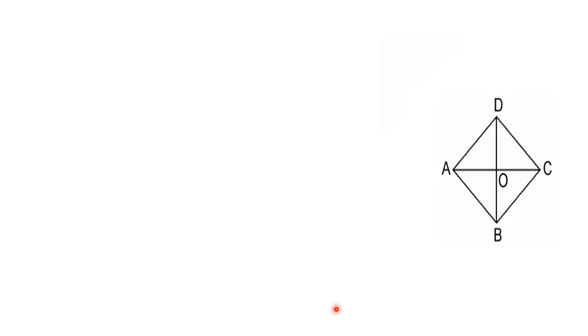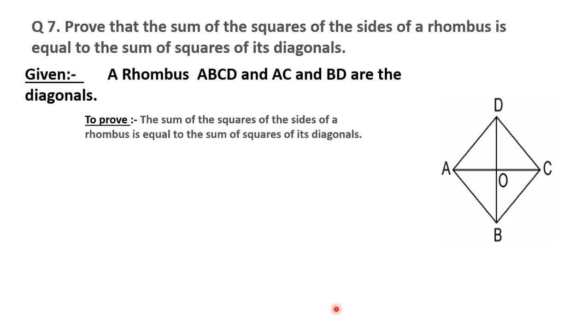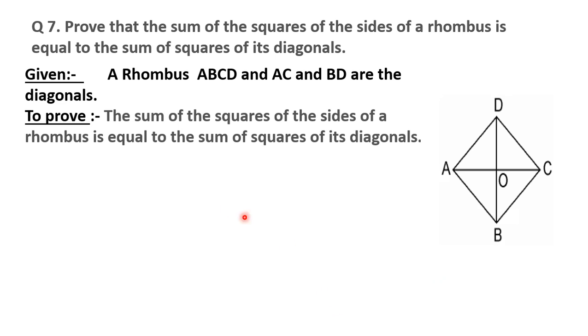Now the next question, question number 7. Prove that the sum of the squares of the sides of a rhombus is equal to the sum of the squares of its diagonals. So we are given a rhombus ABCD where AC and BD are the diagonals and they intersect at point O. We have to prove that the sum of the squares of the sides of a rhombus is equal to the sum of the squares of its diagonals.